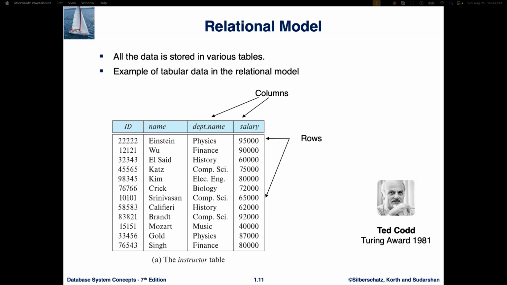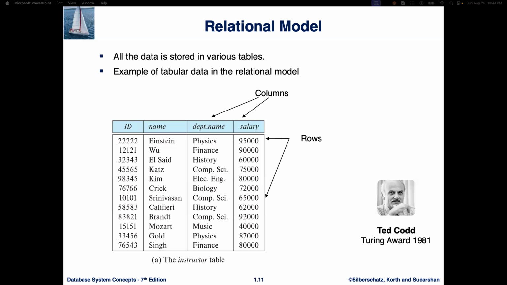Each row for this table represents a record or a tuple. So each record, we call it a tuple as well, containing information about a particular instructor. For example, the first row represents an instructor with ID 22222 named Einstein, who works in the physics department and has a salary of 95 grand.